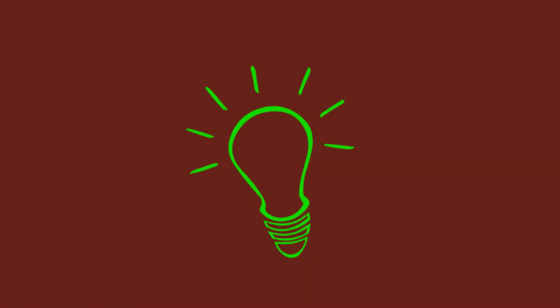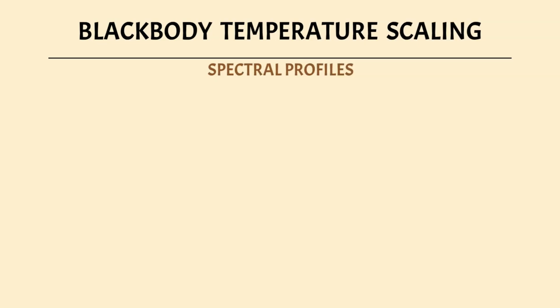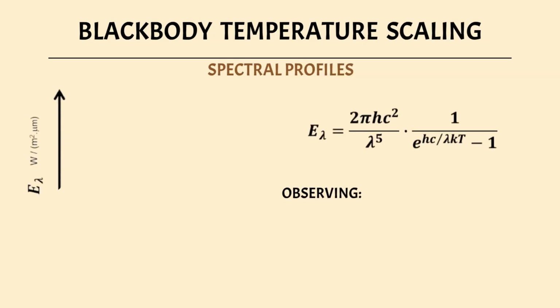Now that we've integrated Planck's distribution to get a clean result for heat flow based solely on temperature, it might seem like we're done with spectral details. But this only applies to an ideal blackbody. For real surfaces, spectral information continues to matter. Let's now revisit Planck's blackbody spectrum and see how it evolves with temperature.